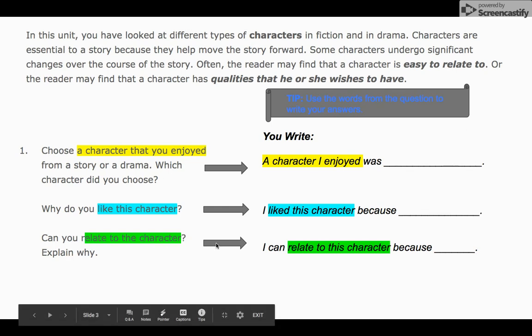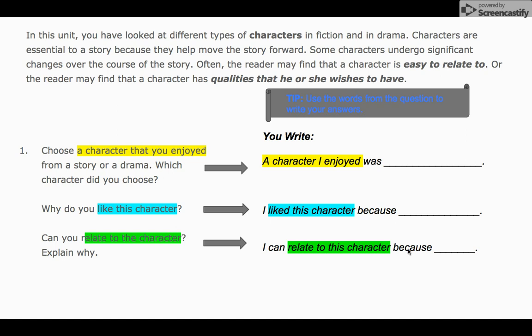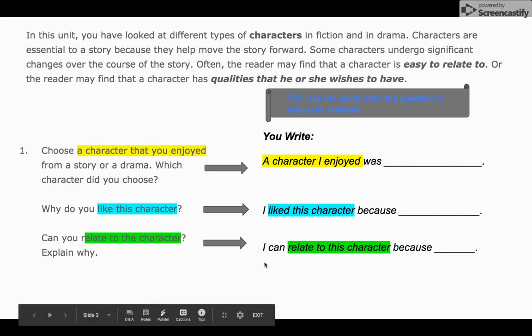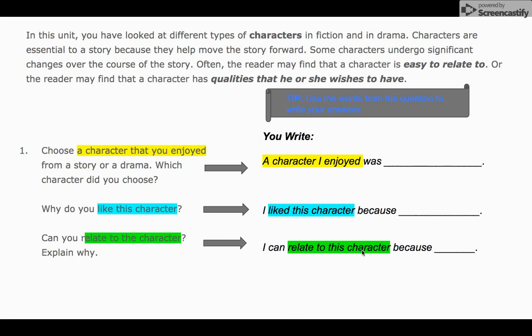Okay, next part of the question is, can you relate to the character? Explain why. So you would say something like, I can relate to this character because blah, blah, blah. That's where you explain why. Okay, so for example, if we stick with Snow White, I would write, I can relate to this character, Snow White, because I love all animals, insects, plants, and humans.